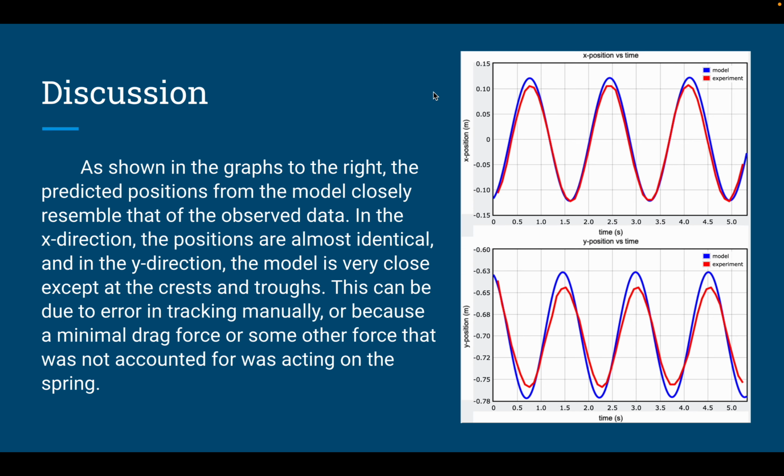So, discussion. As shown in the graphs to the right, the predicted positions from the model closely resemble that of the observed data. In the x direction, the positions are almost identical, and in the y direction, the model is very close, except at the crests and troughs. This can be due to error in tracking manually, or because a minimal drag force or some other force that was not accounted for was acting on the spring.